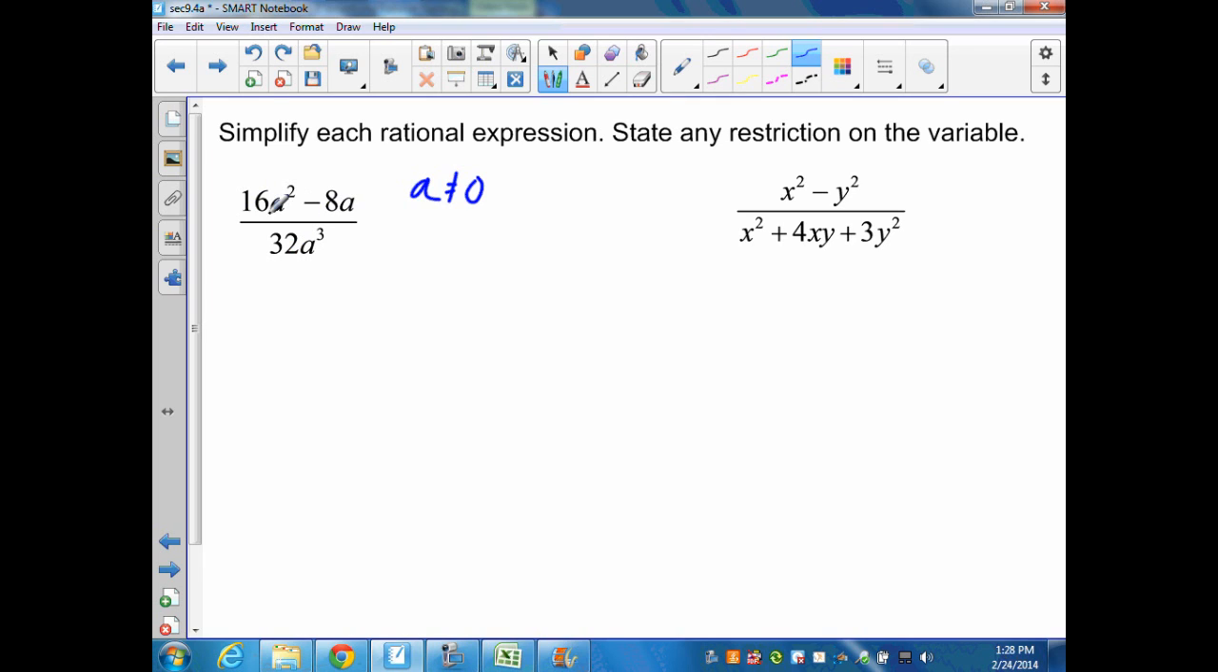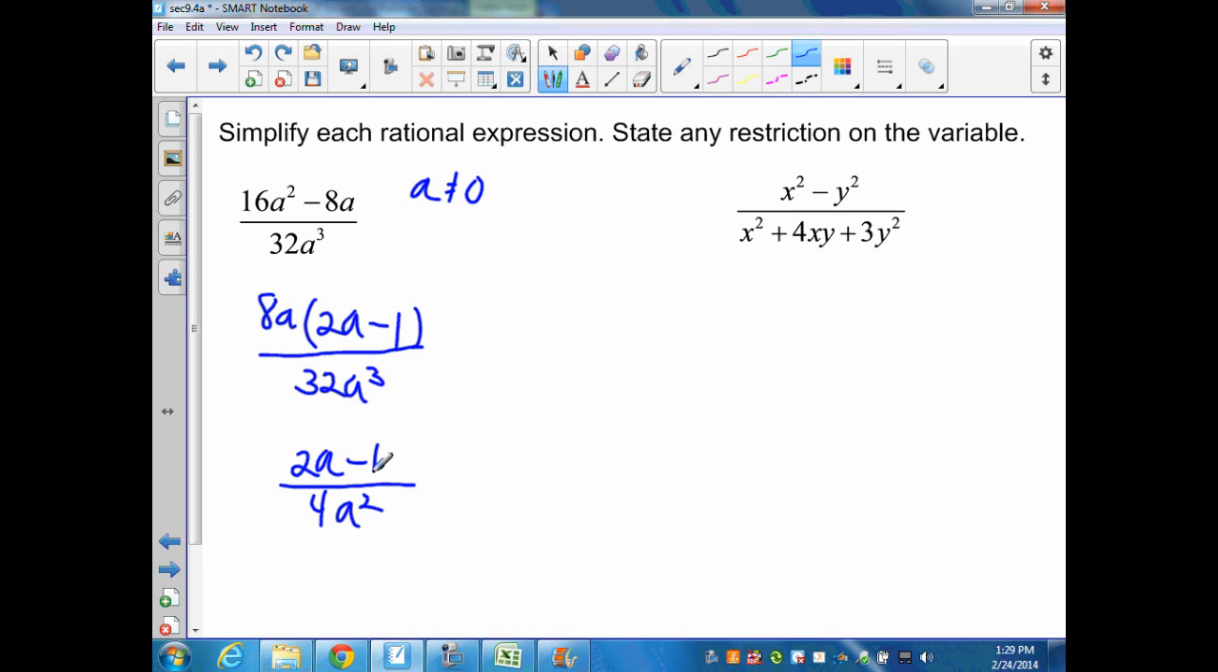Now I can factor a common factor out of my numerator, which would be 8a, and that would leave me with 2a minus 1 over 32a cubed. Now I'm going to simplify. 8 over 32 leaves me a 4 in the denominator. a over a cubed would be a to the negative 2 in the numerator, which would give me a squared in the denominator. And what's left in the numerator is just going to be 2a minus 1.